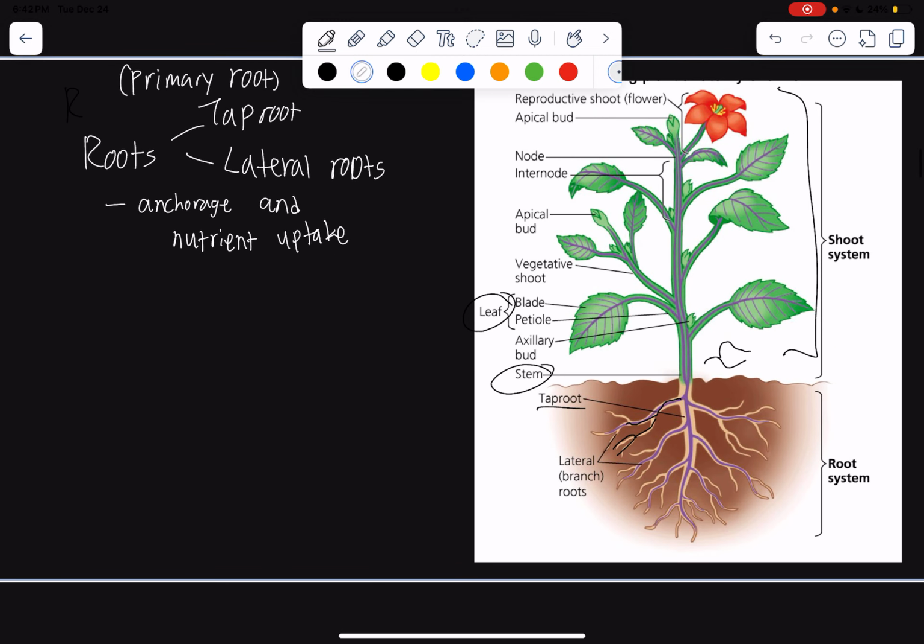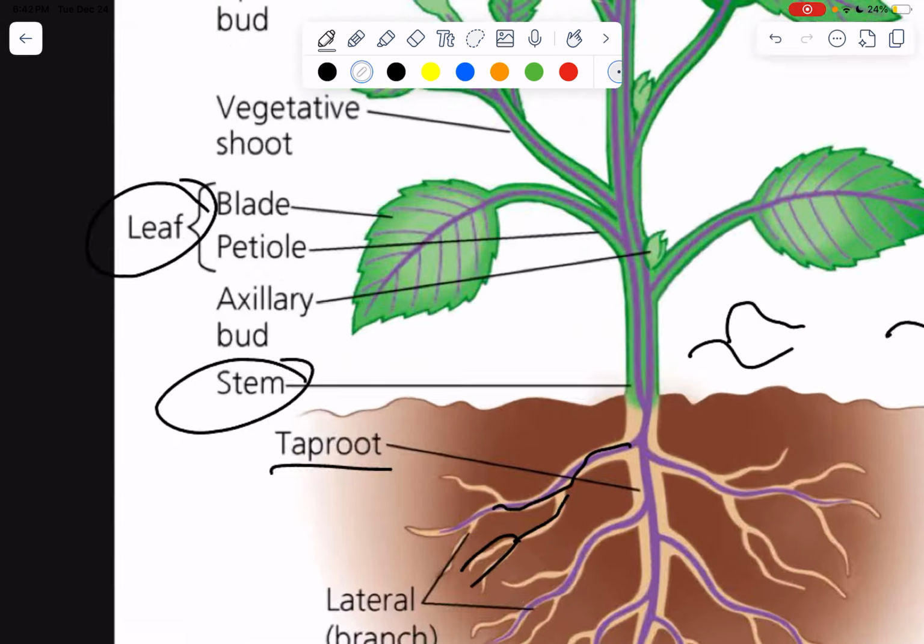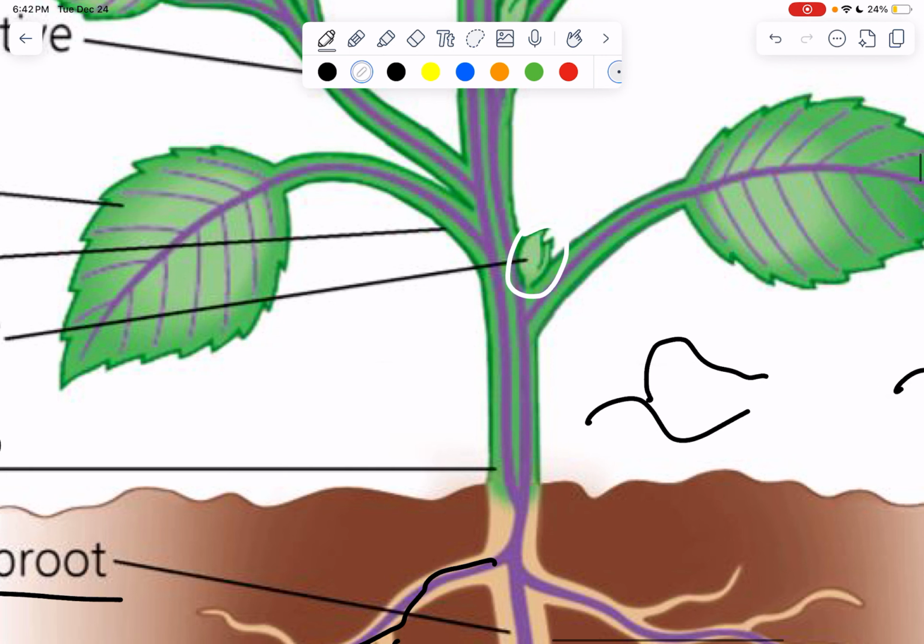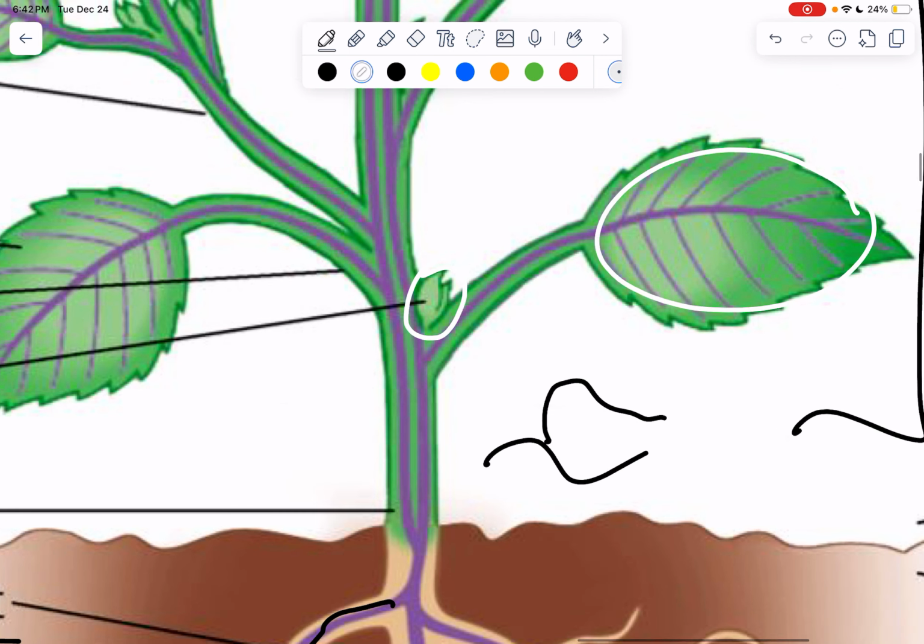Now, let's discuss the stems first. A stem is the plant organ that bears leaves and buds. So you can see here, these are the buds, and these are the leaves, right? And the leaves are their own separate organ, which we'll get to later.